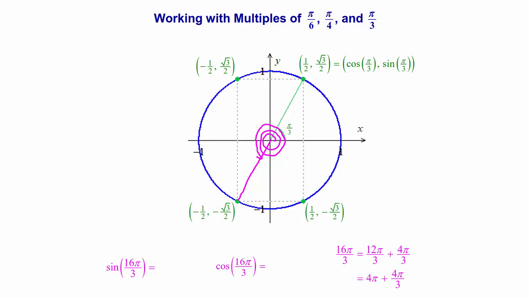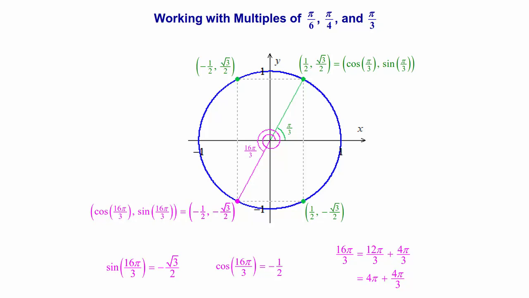And now we know that 16 pi over 3 specifies that point in quadrant 3. So we can determine that the sine of 16 pi over 3 must be the y-coordinate of the point, negative root 3 over 2. And the cosine of 16 pi over 3 must be the x-coordinate of that point, negative 1/2. And in a similar way, we could find the sine and cosine of any multiple of pi over 3.